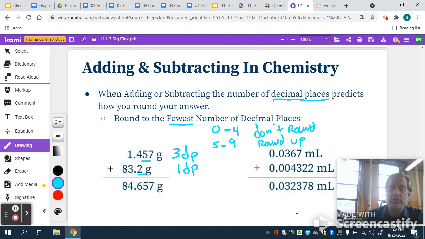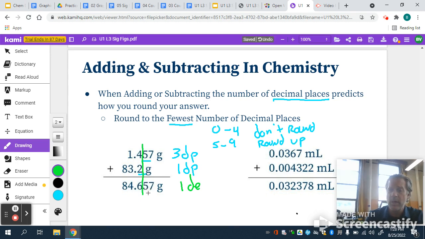But the calculator gives you 84.657, and we have to round this to have the fewest number of decimal places. So this tells me that my answer needs to have 1 decimal place. The way that I do that is I usually go out to the first decimal place and draw this line down to give me a good visual of what I'm looking at here.